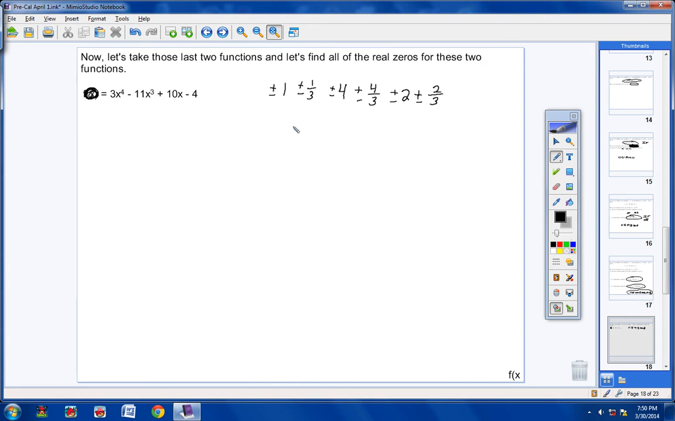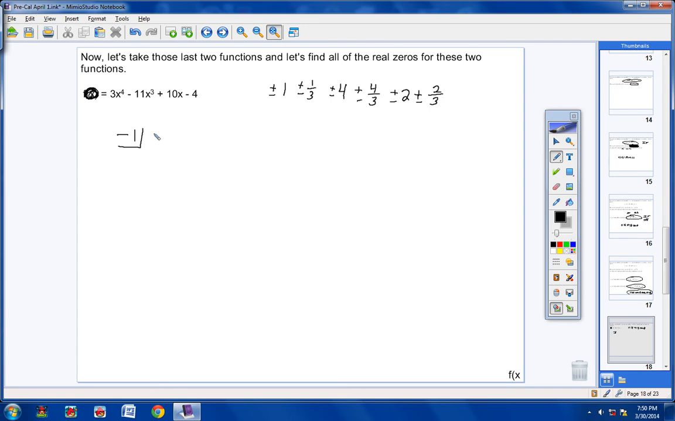Okay, I'm going to test -1 first. Why? Because I feel like it. No other reason. Now, remember how to test -1? Remember a real fast way to test a number to see if it's a zero of the function? It's really fast. Put -1 right here.